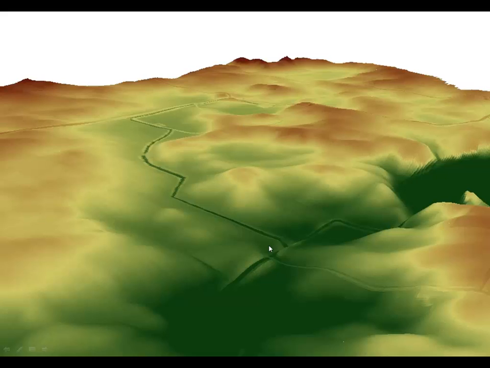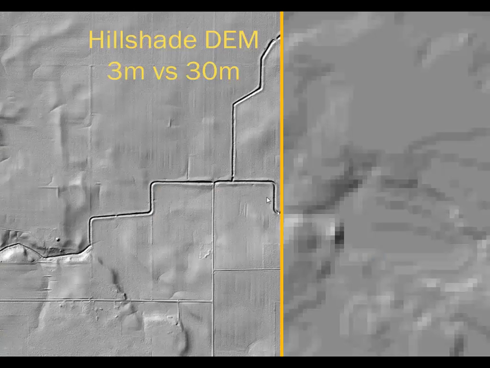But with this larger detail, you're getting much larger file size. And this is showing the hillshade. Here's a drainage within this landscape, and you can see the drainage very clearly. On the 30, you can barely make it out.